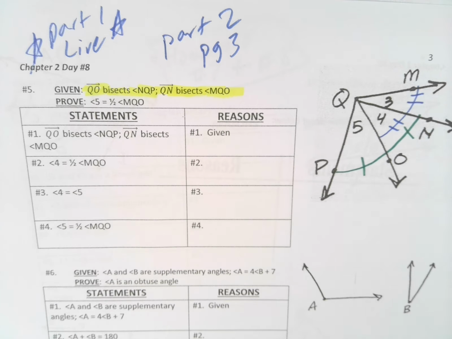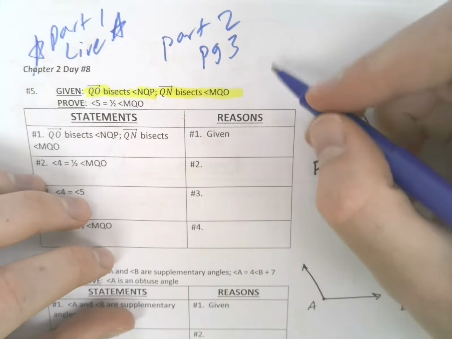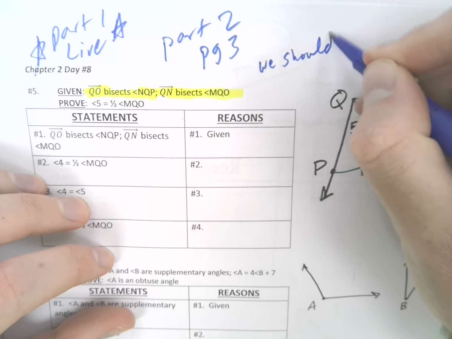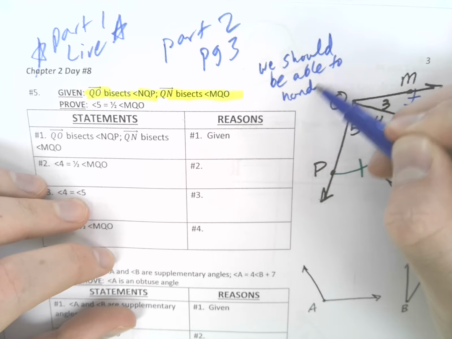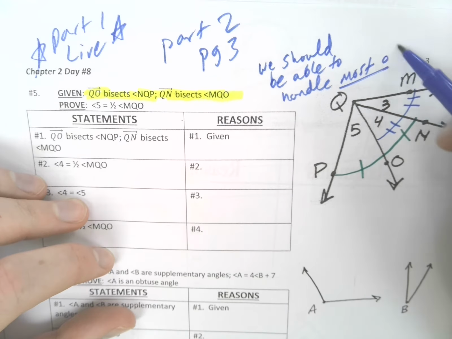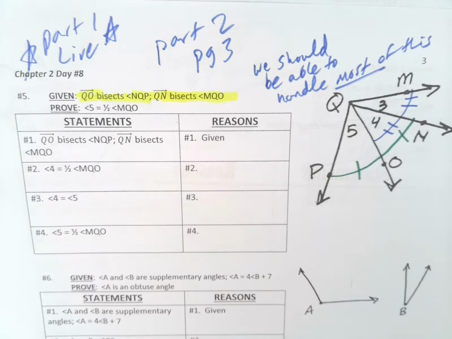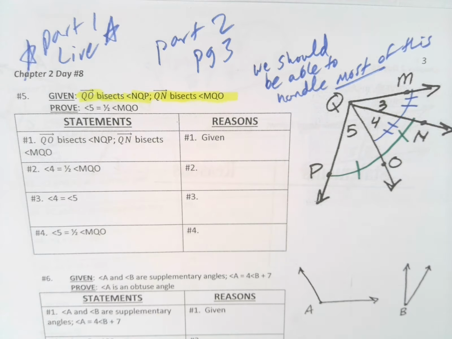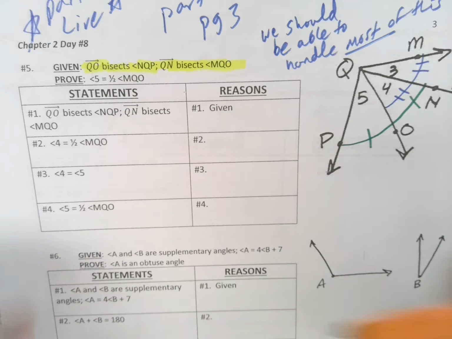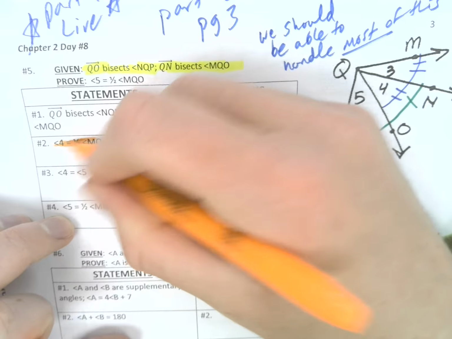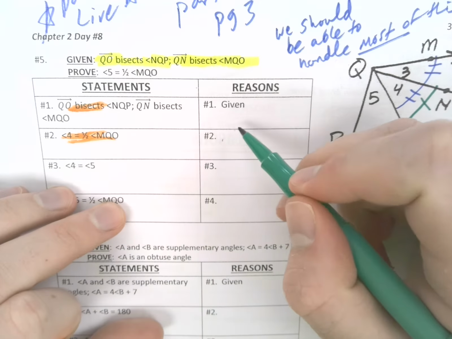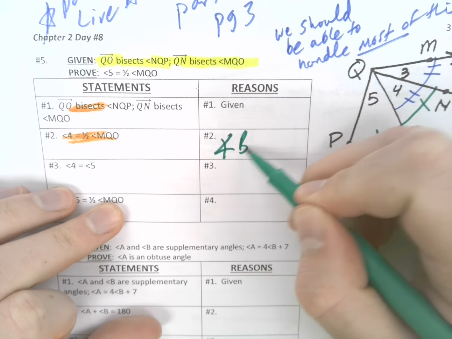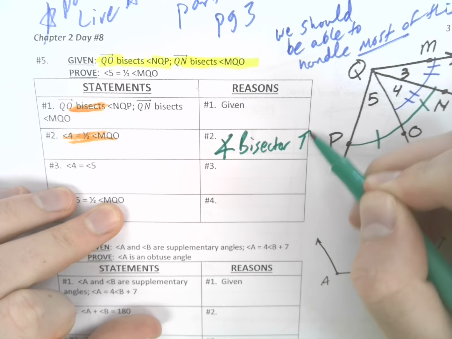So we know that this ray bisects this angle, and this ray bisects this angle. And with that in mind, guys, on this page, we should be able to do most of this on our own. We've seen it for 5 days now. We've worked with it. So whenever you see 1/2, and we're talking about bisecting, your first thought should hopefully be the angle bisector theorem.